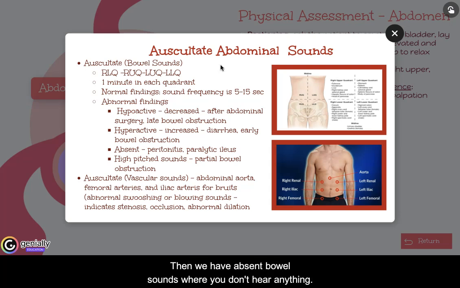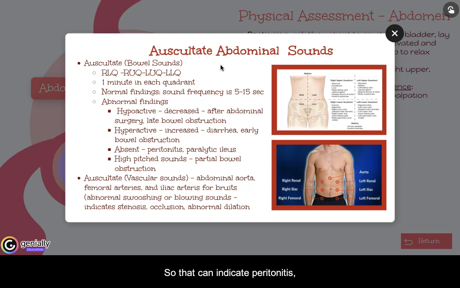Then we have absent bowel sounds, where you don't hear anything. That can indicate peritonitis, paralytic ileus. High-pitched sounds can indicate a partial bowel obstruction. Auscultate the vascular sounds, abdominal aorta, femoral arteries, iliac arteries for bruits, like swooshing and blowing sounds, because this can indicate stenosis or occlusion of the vessels.